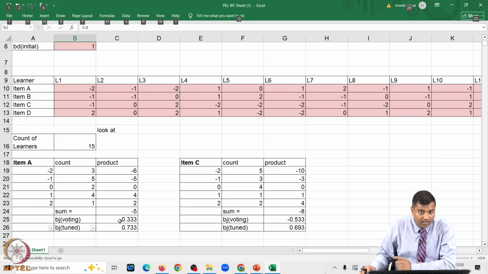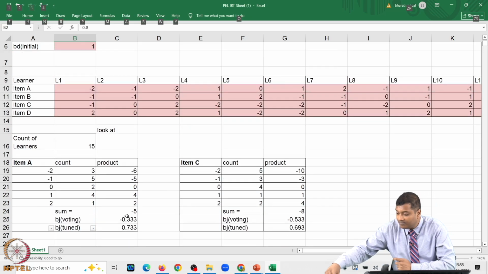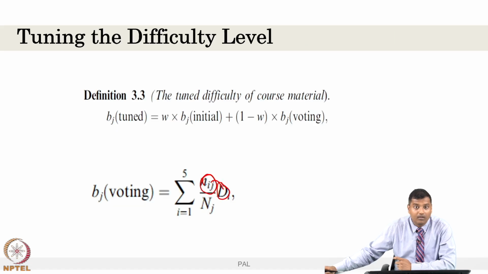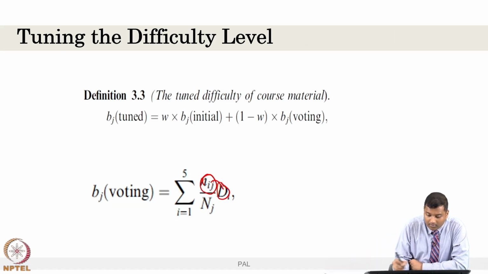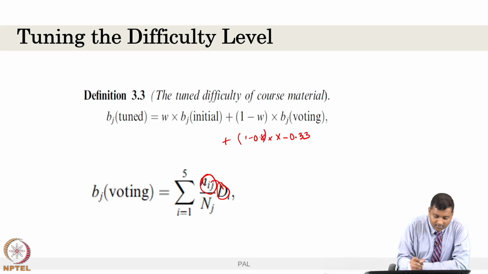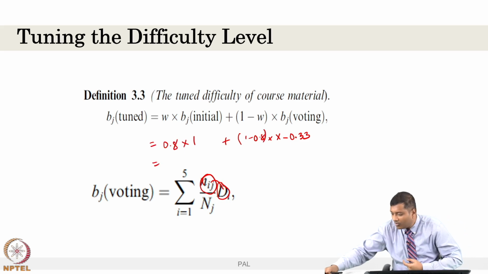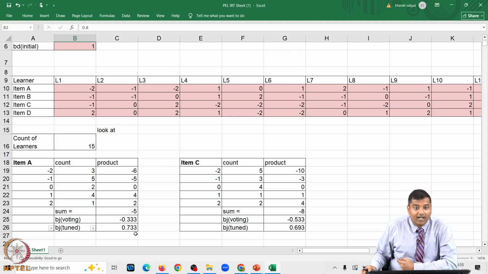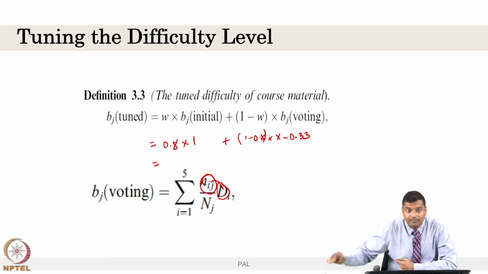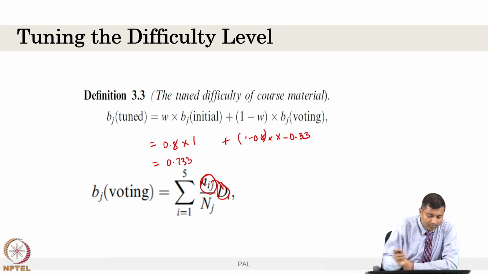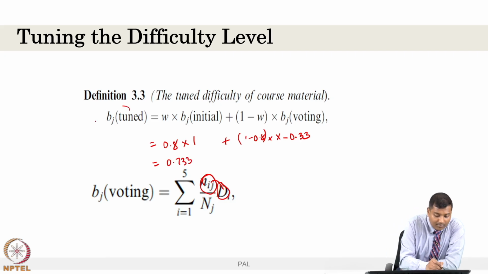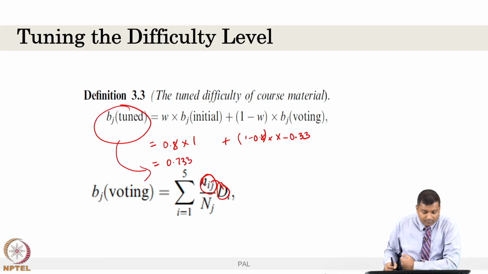I've got B_j voting as negative 0.33. So I'm going to put in B_j voting as negative 0.33 times 1 minus 0.8, plus B_j initial was 1, 0.8 was my weight, and I'm going to compute the answer, which I'm going to get as 0.733. And that's going to be my B_j tuned. It is the tuned difficulty of the course material.